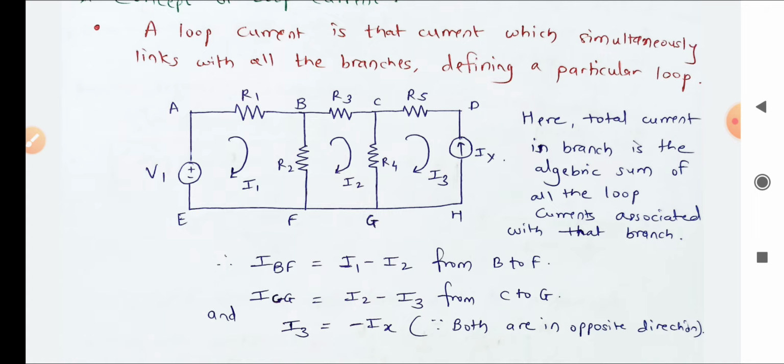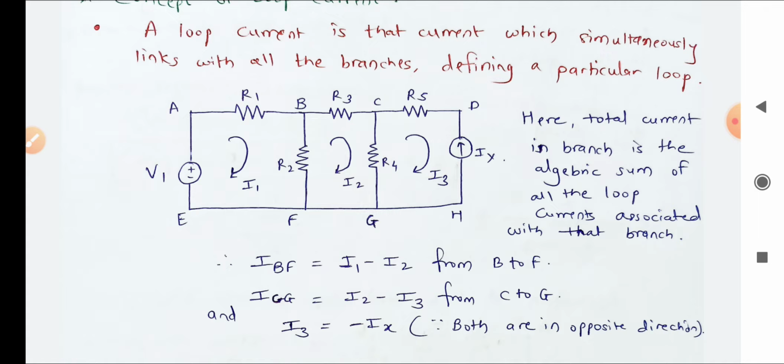Now again, if I am considering the third loop, in that third loop branch DH is present and in that branch Ix current source is present. Ix current source is in the upward direction, while I3, the loop current 3, is in the opposite direction to Ix. So whenever I am considering I3, it is minus Ix because both are in opposite directions. So by assuming such loop currents with proper assigned polarities and by using Kirchhoff's laws, we can easily find the loop currents and hence the branch currents in that network as well.